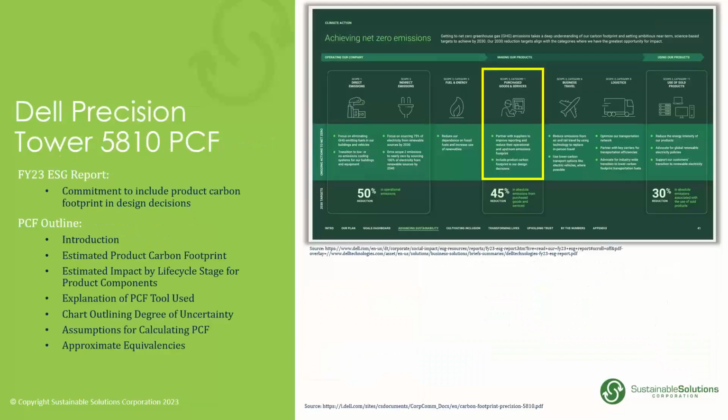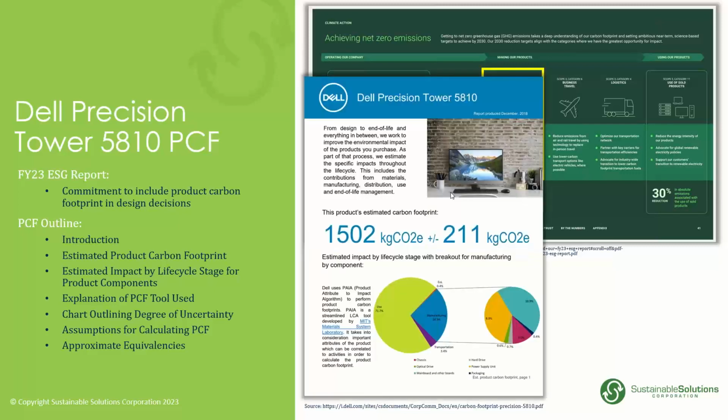So another example here. The next one we're going to show is the product carbon footprint. If you remember in webinar number 1, we showed the Dell Precision Tower 5810 publicly disclosed their product carbon footprint. And I will say it's an estimated product carbon footprint, but what we found really interesting about this is that Dell, in their 2023 sustainability ESG report, committed to including product carbon footprint in their design decisions, which is really cool. So they're using sustainable product innovation, and then they put out this publicly available product carbon footprint that looks at the estimated product carbon footprint.